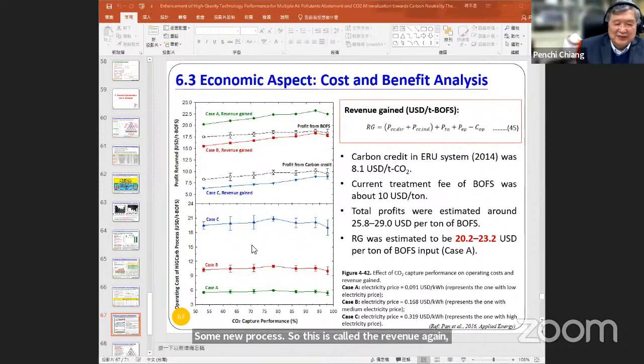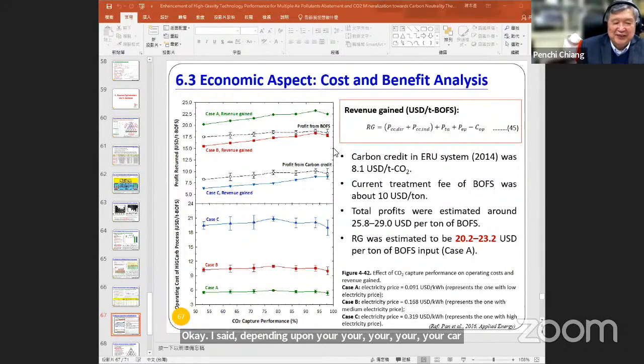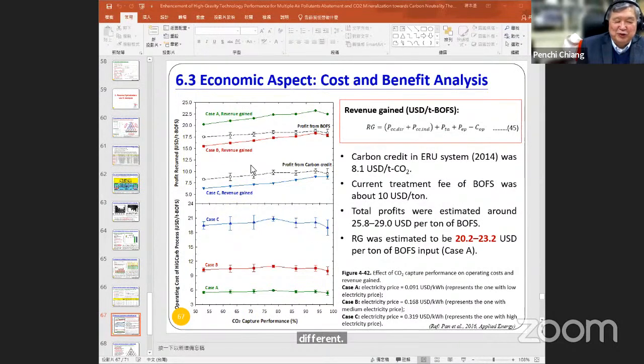You can see the different case studies, A, B, C. Because of the electricity, the price will be different. It depends upon your government's energy policies, whether you're using a coal-fired power plant, or green and renewable energy, or even a nuclear power plant. So the energy price will be different, and that will affect the final result shown here.